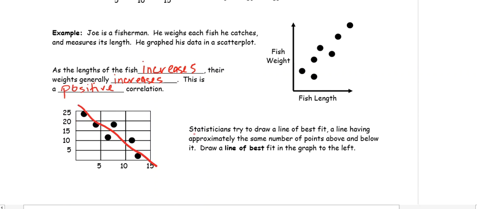Data science is a huge profession right now, and statistics is pretty much a massive part of data science. It's a great profession. I have some family members in it. You're going to be looking at a lot of graphs like this.